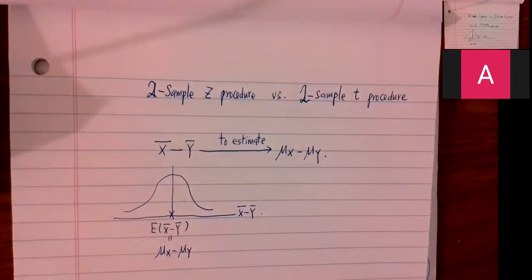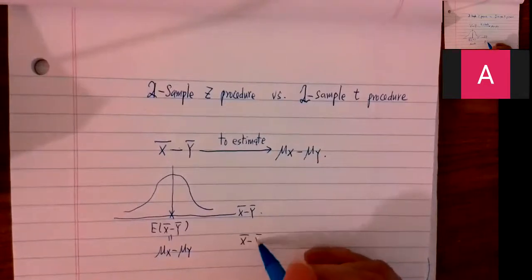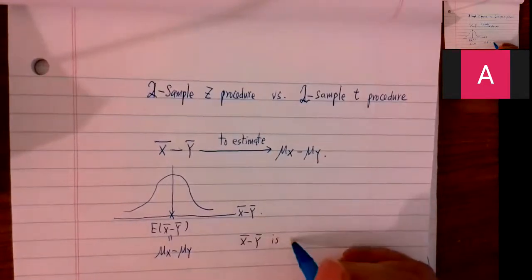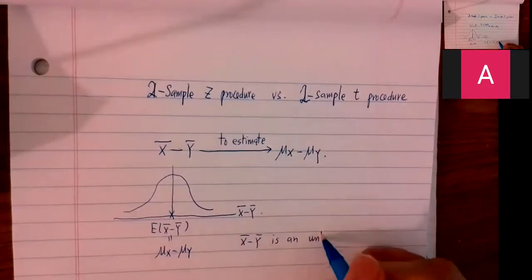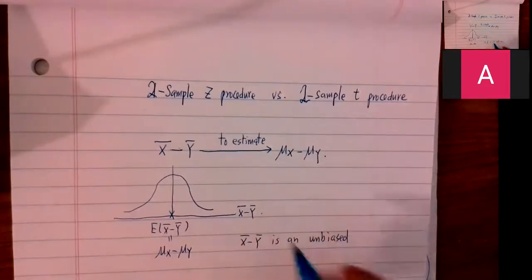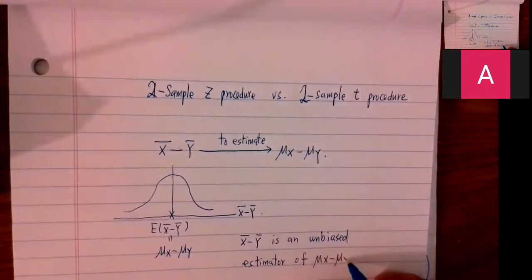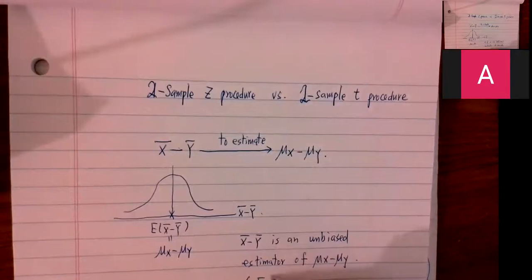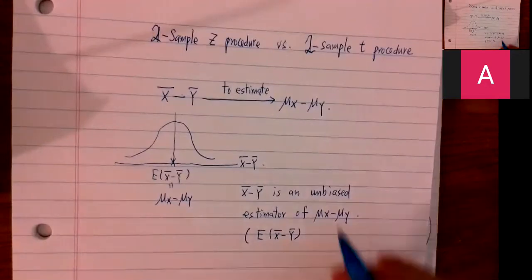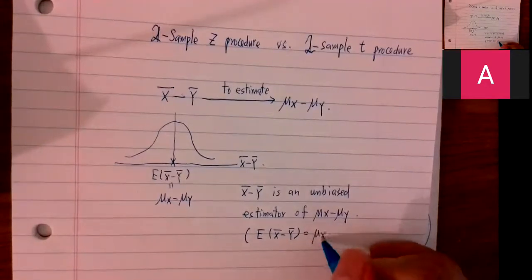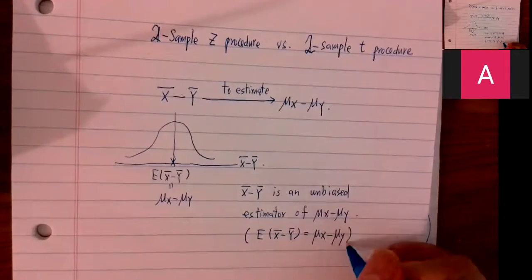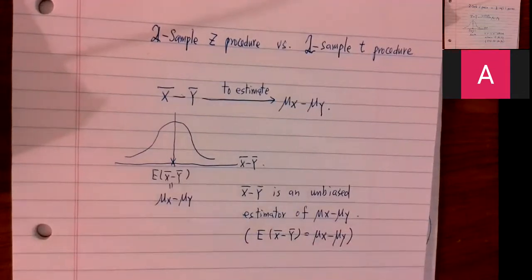In more advanced books, they call this what? X bar minus Y bar is an unbiased estimator of what? Mu X minus mu Y. Okay? That is to say the mean of the sampling distribution is precisely the unknown population parameter you want to estimate. That's a very desirable property.